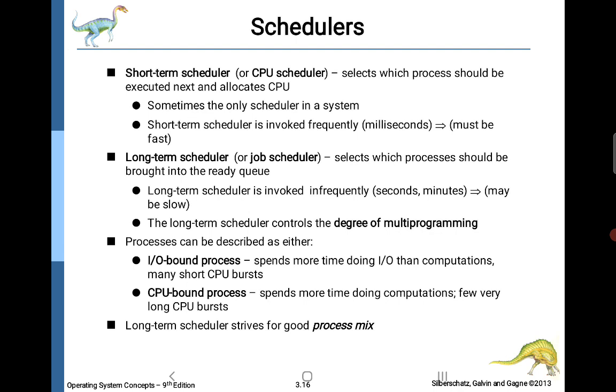And it decides how many processes are allowed to coexist in the memory. And here we say that the long-term scheduler determines the degree of multiprogramming. So the long-term scheduler is involved in terms of minutes, not seconds. That's why it's a long-term scheduler.